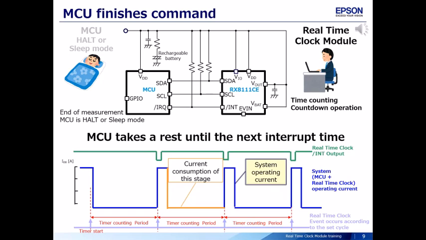However, the real-time clock module continues to operate time count and countdown with low current consumption. As above, the real-time clock module wake-up timer function enables MCU interval operation and provides an effective measure for current reduction in any system.